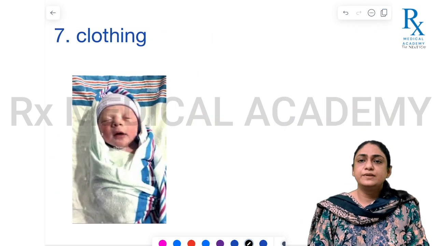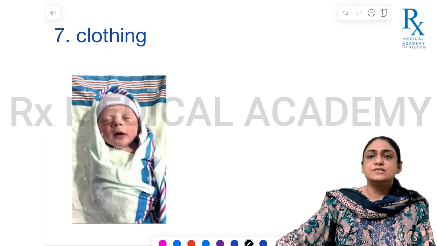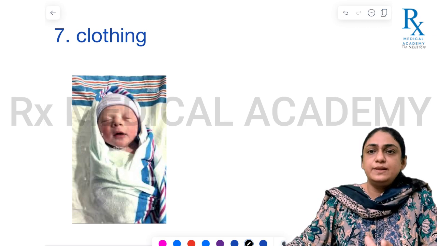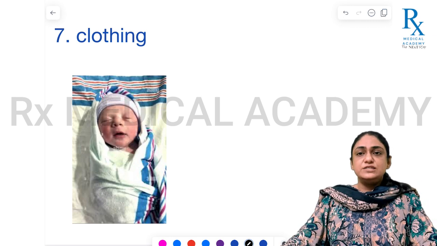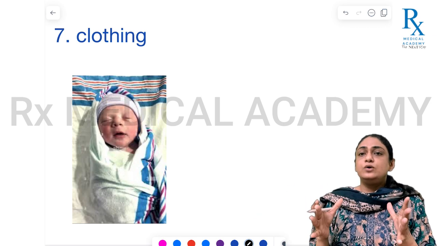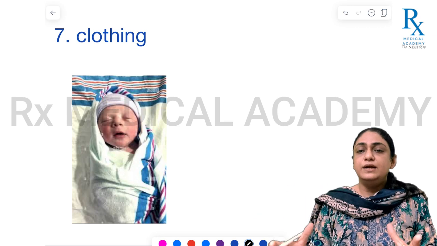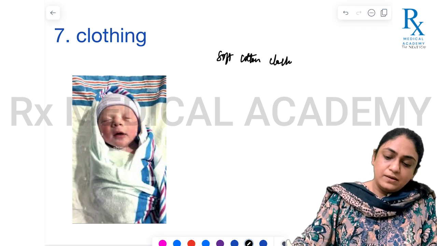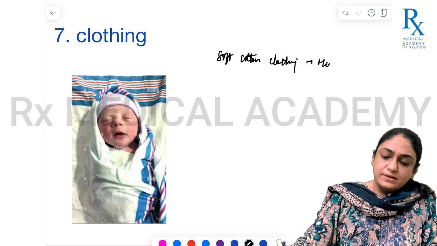Coming to clothing. Now this is very frequently asked question by parents. अगर कोई आपके पास पेरेंट आता है, हमसे पूछता है कि बच्चे को कपड़े कैसे पहनाने चाहिए, तो your first answer should be, you should clothe your baby in multiple layers. So soft cotton clothing should be there. Soft cotton clothing, and उसके multiple layers.